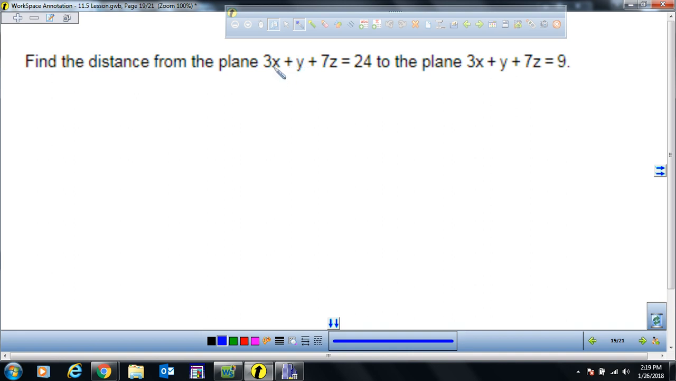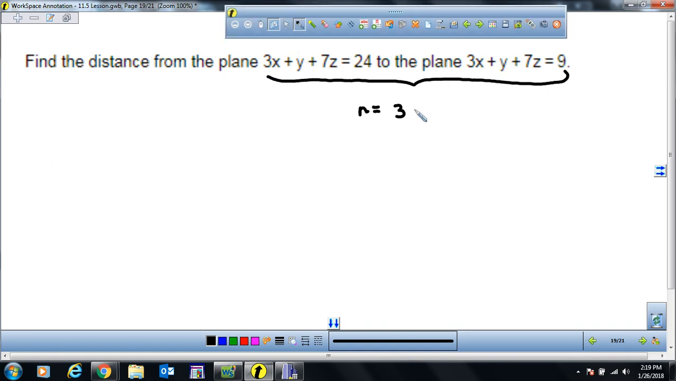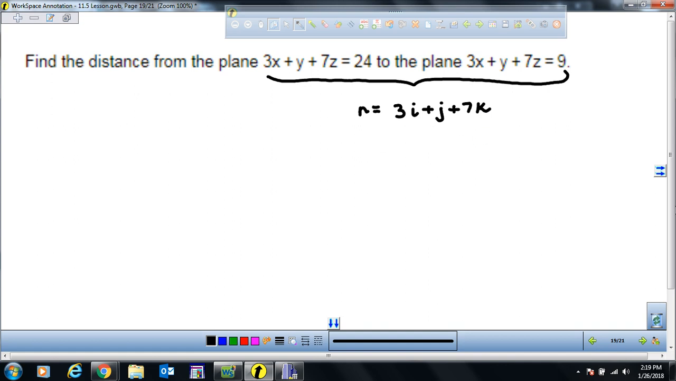That both of those planes have the same x, y, and z components, meaning that this vector, which I'm going to call n, because it's going to be normal, uses the same components. Since both of them have the same a, b, c components, we can create a vector that is normal to both of those planes. So it will be 3i plus 1j plus 7k. This is a vector that is perpendicular to both of those planes.